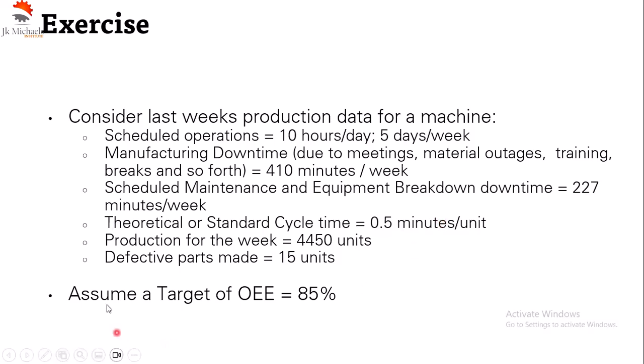And then the production for the week was 4,450 units. This is the production we made for the week. And the defective parts created, which will be needed for calculating quality, will be 15 units. We're going to assume an OEE target, in other words, management has set a target for us to meet, and that target is 85%. So let's walk through this together and let's see what we can learn from this. Let's go on with the calculations.